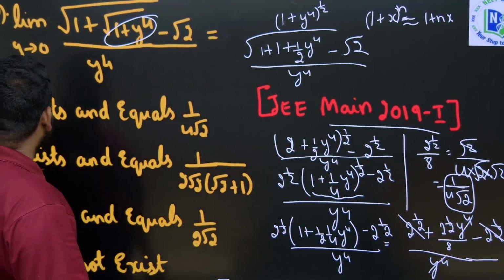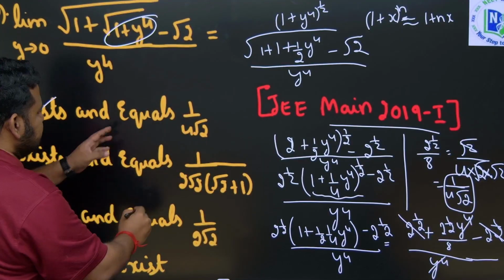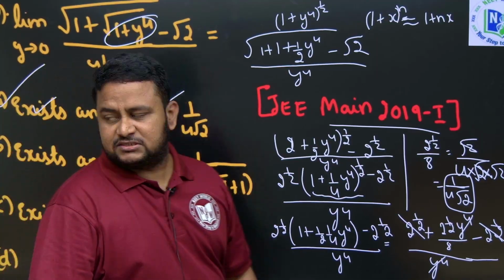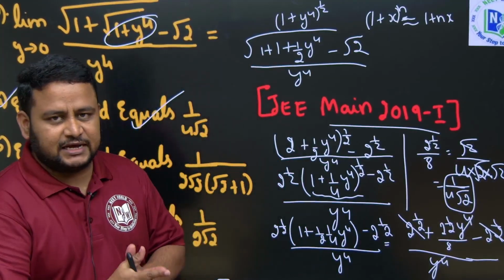So for this question the answer is: the limit exists, and equals 1 by 4 root 2. So the answer is option A, friends. It is very clear now.